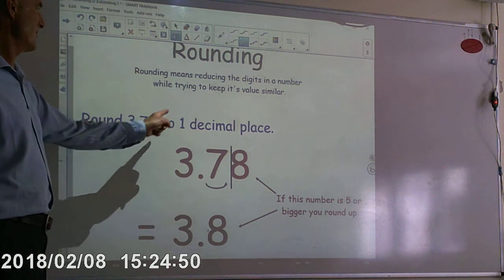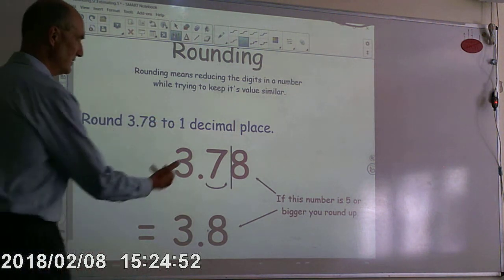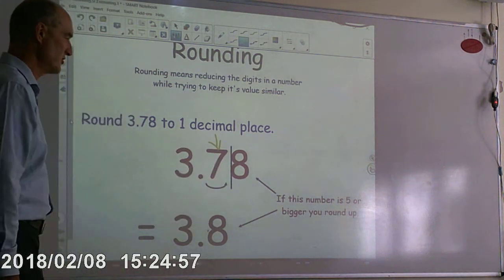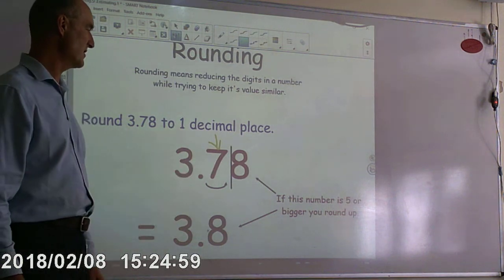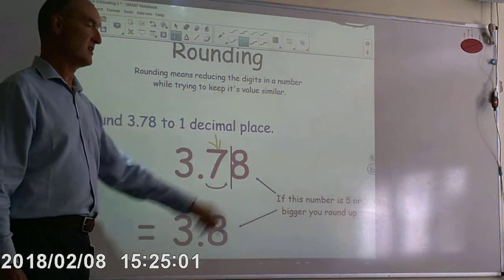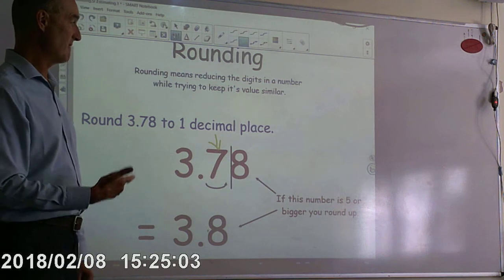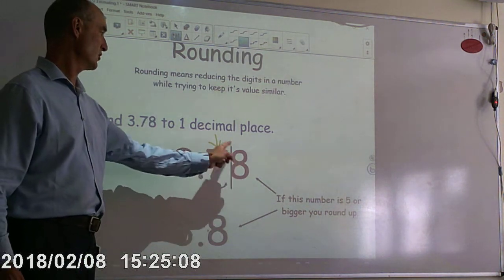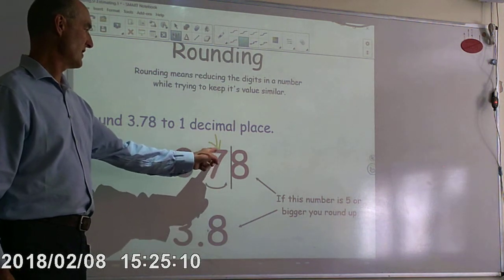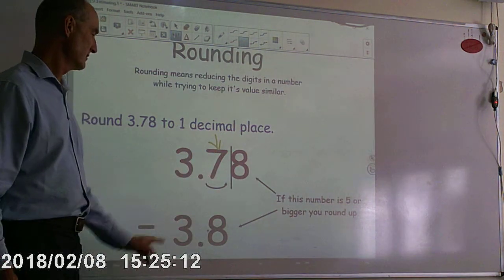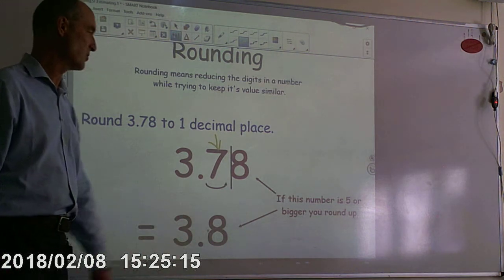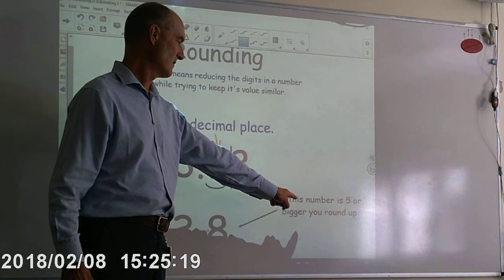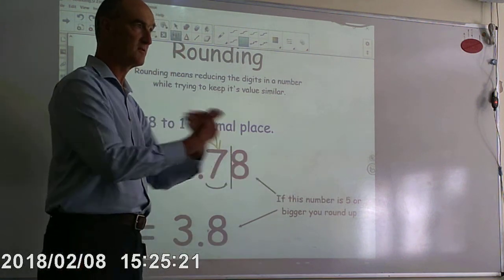So 3.78 rounded to 1 decimal place. The 7 is the digit after the decimal place, so that's your digit, the first decimal place. Is it affected by the 8 that's afterwards? Is that 8 5 or more? If so, you've got to round up. So that 7 is rounded up to 8. So your solution is 3.8. That's the key factor. Is this number 5 or more? Then you've got to round up.